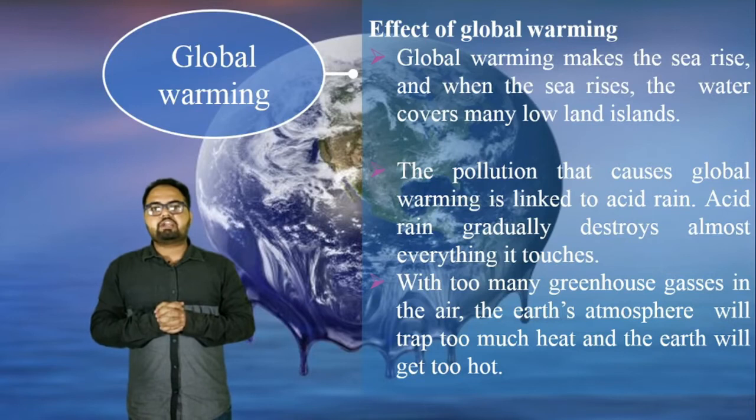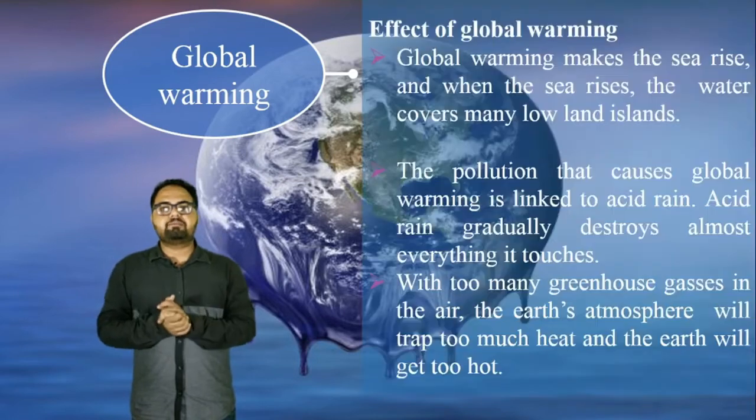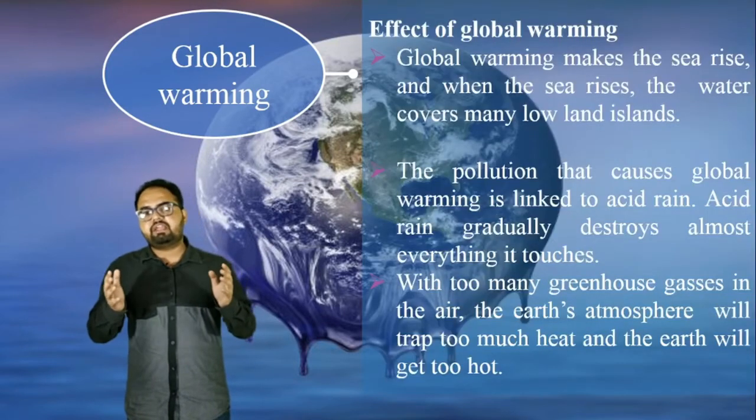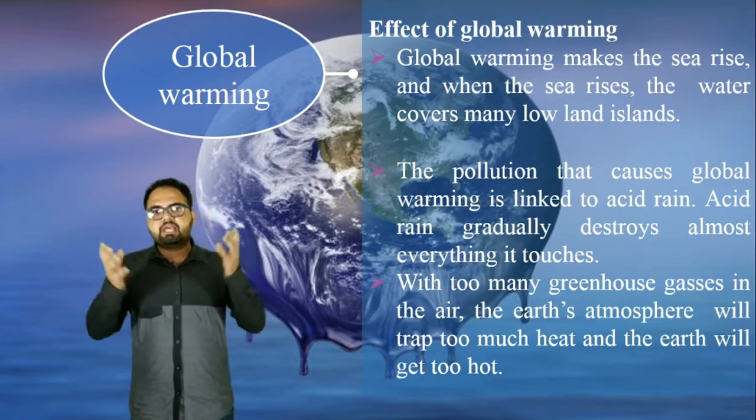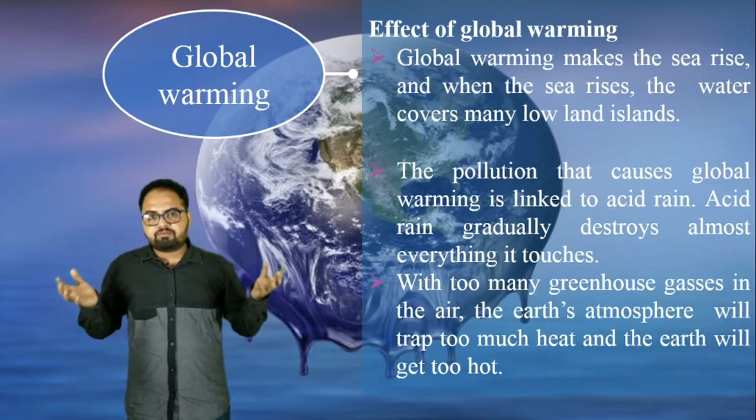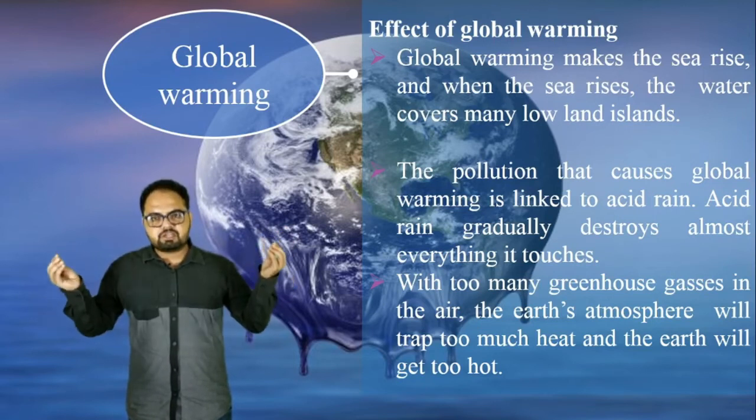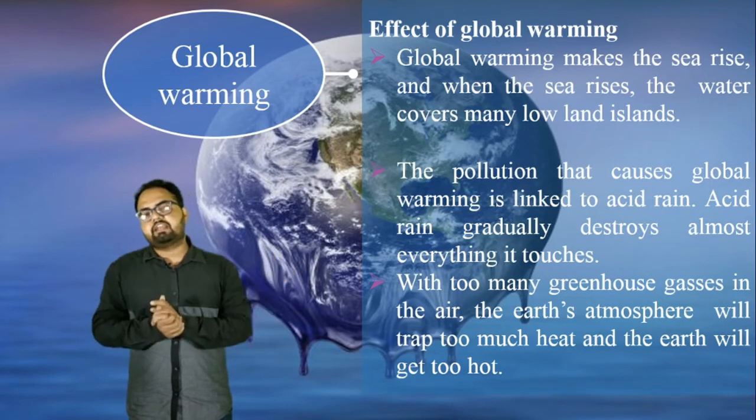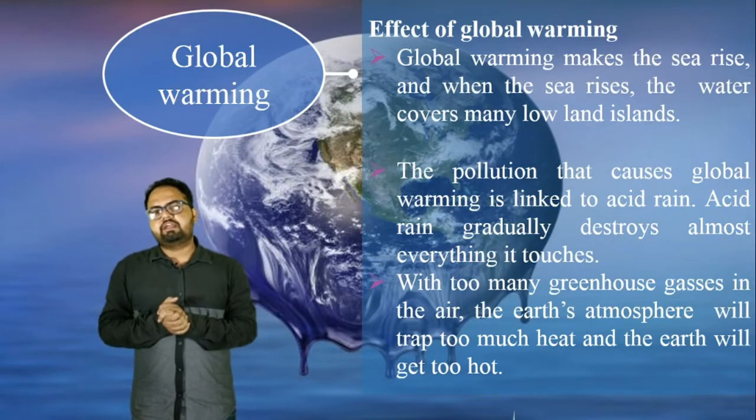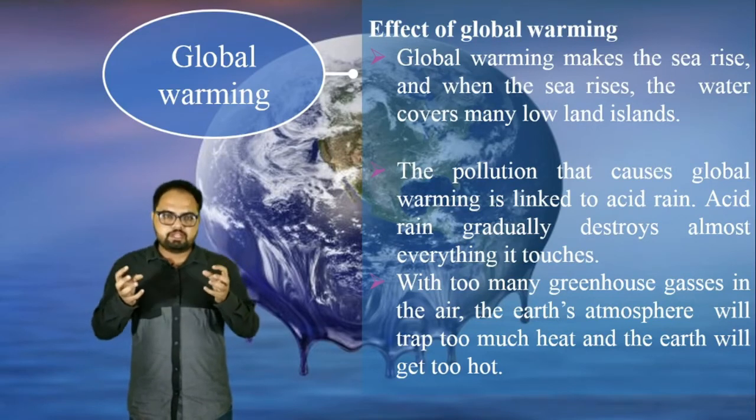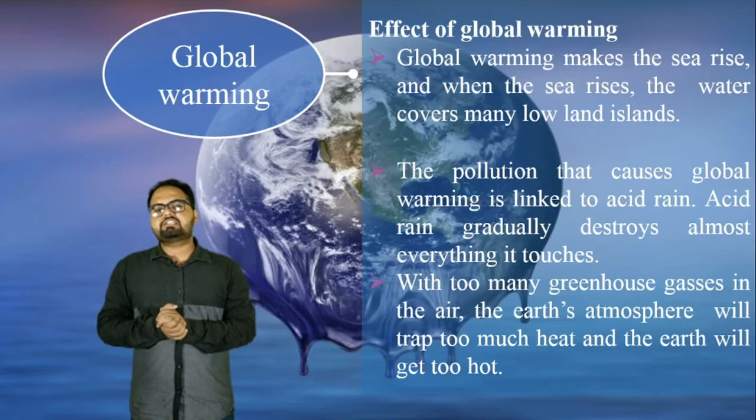The pollution that caused global warming is linked to acid rain. We have heard this word many times. What is acid rain? Acid rain is rain which gradually destroys almost everything. When there is normal rain, it falls with water, but when there is acid rain, there are some acidic particles inside that rain which can destroy everything. With too many gases like methane, nitrous oxide and many more gases, the earth absorbs the heat and light, and there is an increase in the temperature of the earth and it gets too hot.